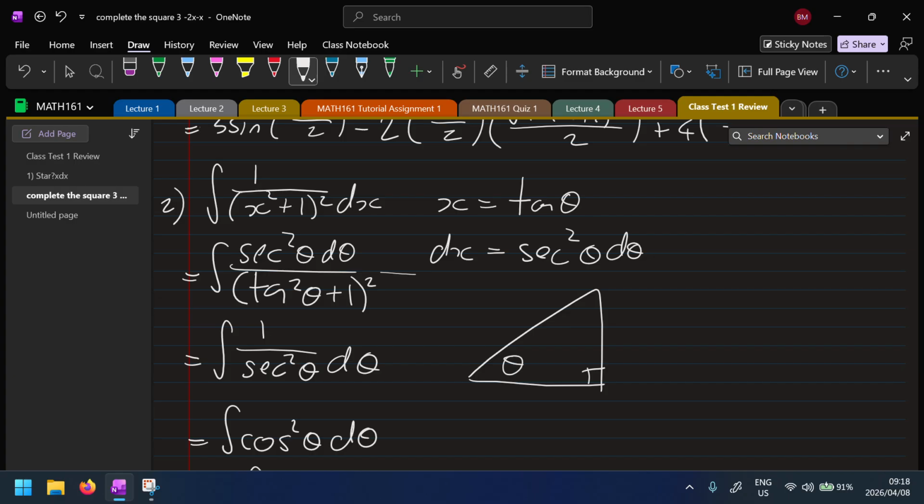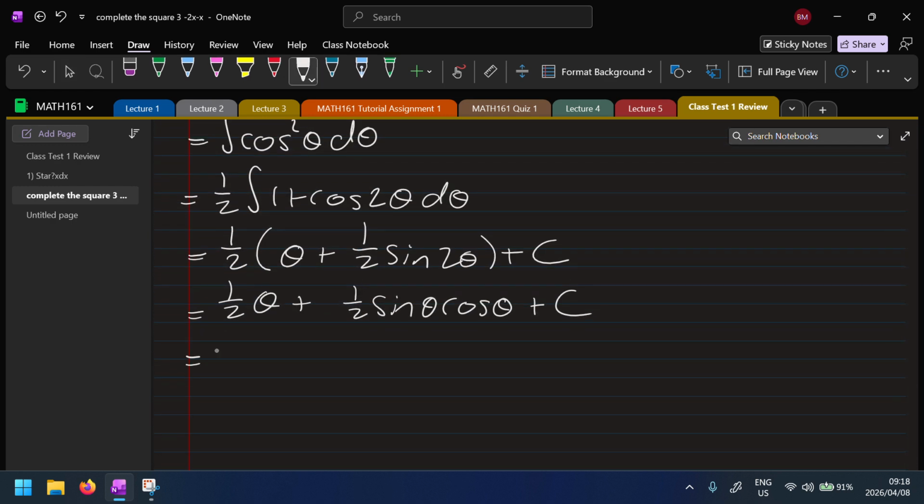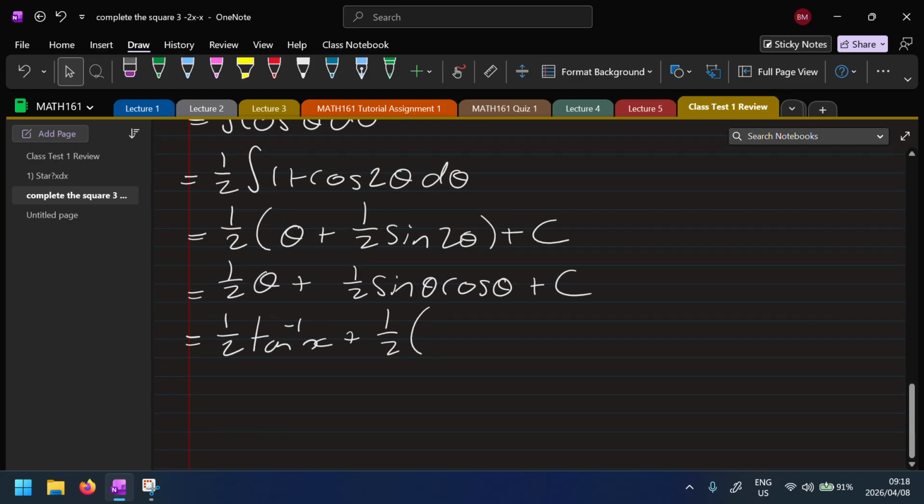So tan theta is x. Remember, it's not just x, it's x over 1. So we end up with that. So sine will just be opposite over hypotenuse for the first term. So we got the arctan from the substitution. This will be opposite over hypotenuse. Opposite over hypotenuse for the first one, and then cos, that's just the adjacent over hypotenuse.